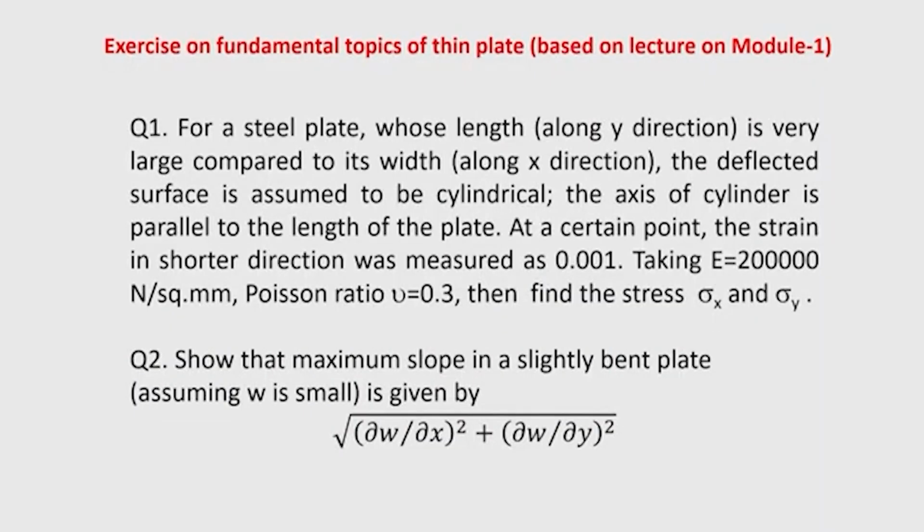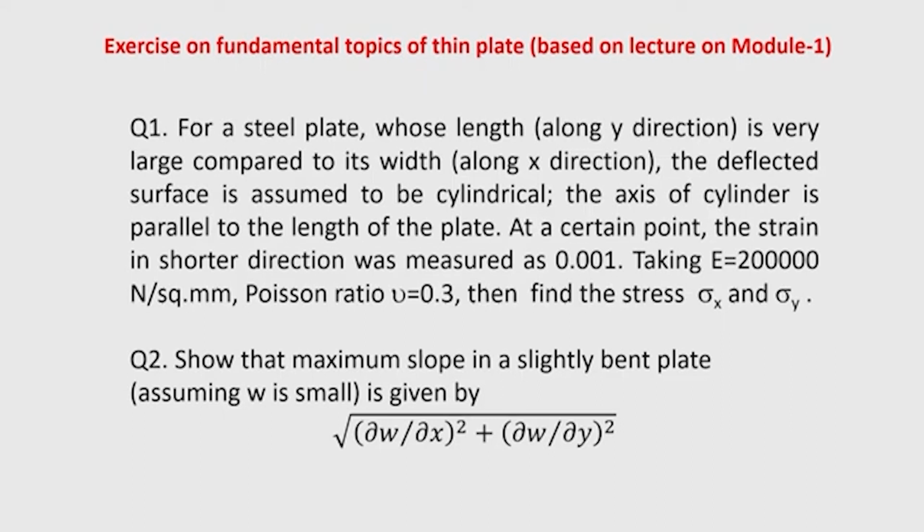So, what are the problems? Let us see. 5 problems I have brought for you. The first problem is, let us read this problem. For a steel plate whose length along y direction is very large compared to its width along x direction, the deflected surface in that case is assumed to be a cylindrical. The axis of the cylinder is parallel to the length of the plate.